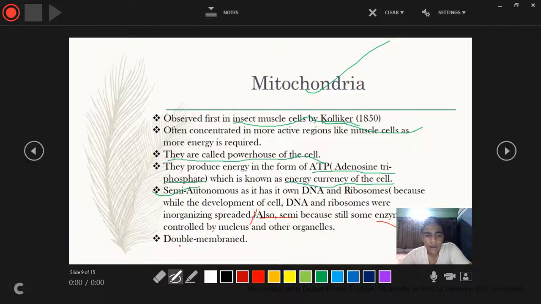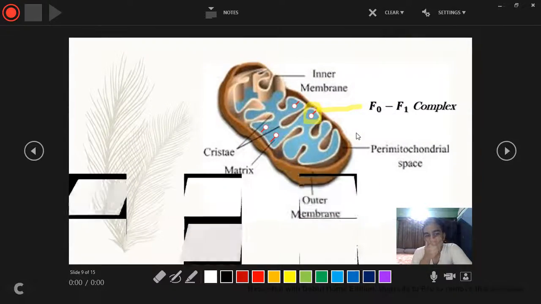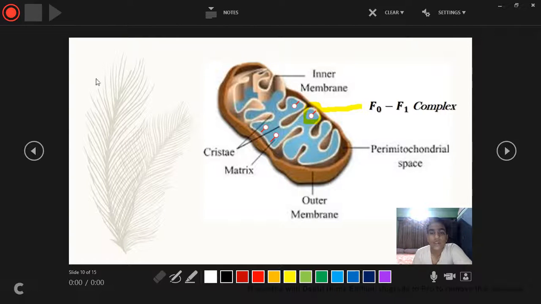Also, it is double membrane. There is an inner membrane and an outer membrane, so it is a double membrane structure. Now, this was the information. This is the structure of mitochondria. You can see here. These things were not there, that is why I have given them here.